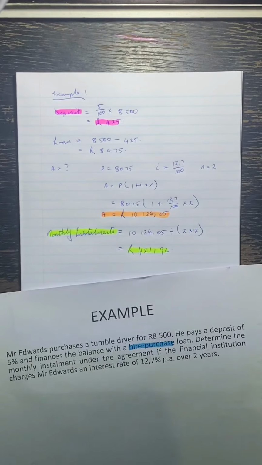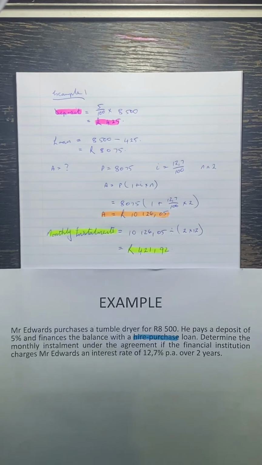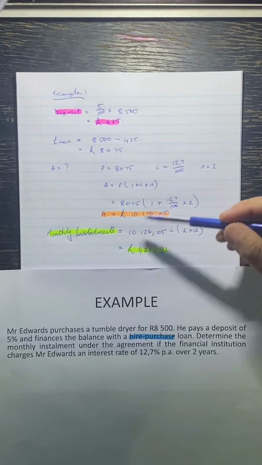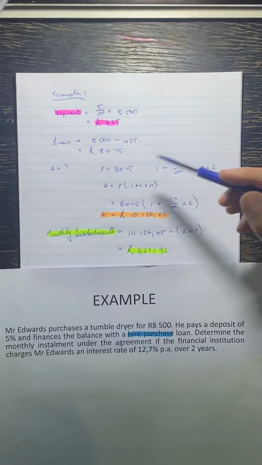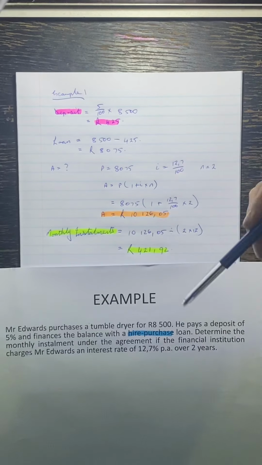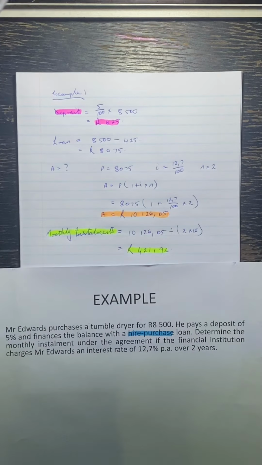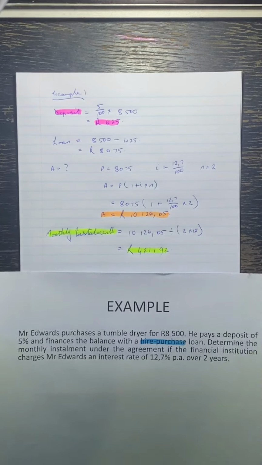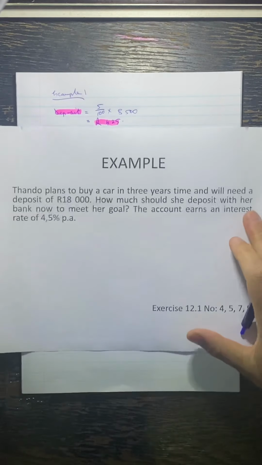All right. Mr. Edwards, therefore, has paid this every month and that deposit as a total payment for this tumble dryer. Okay, going on to example 2 now.